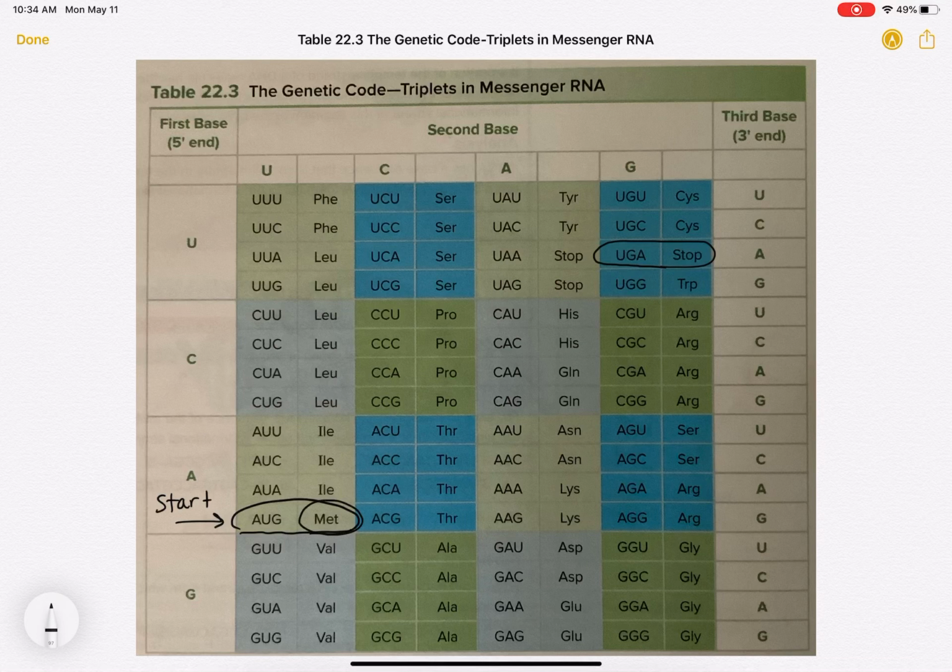So let's practice a little bit of looking up and interpreting codons with a worksheet.